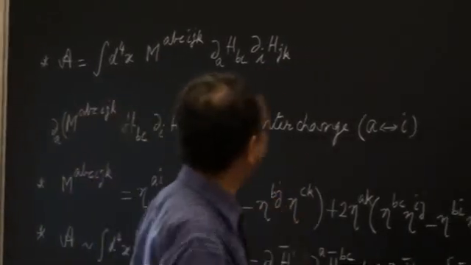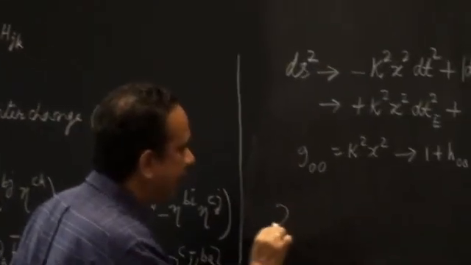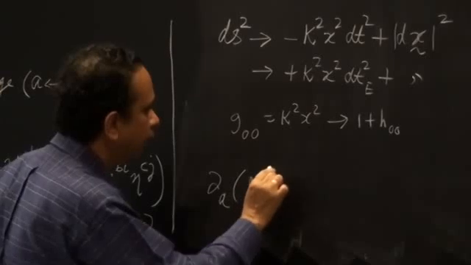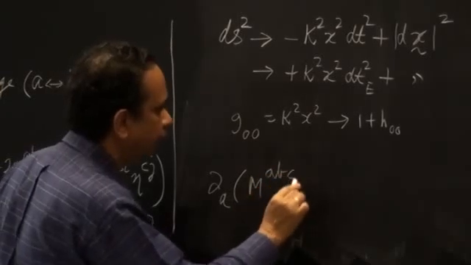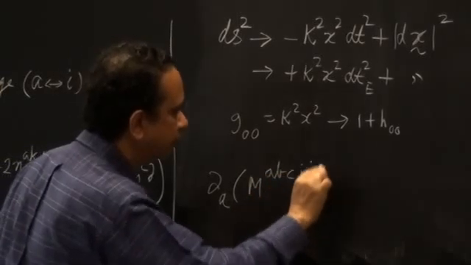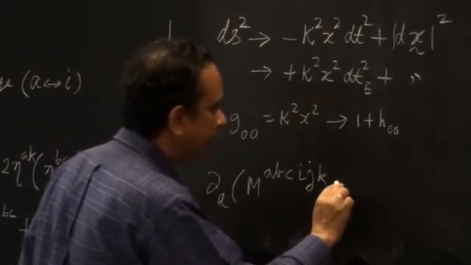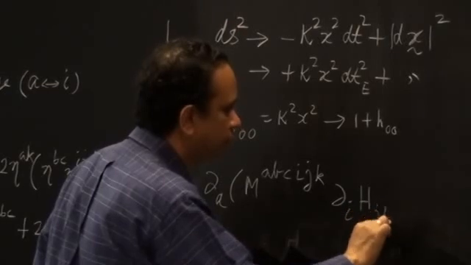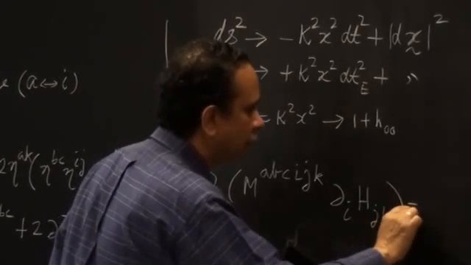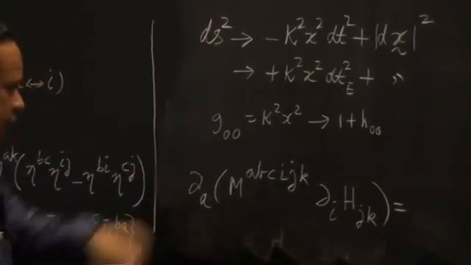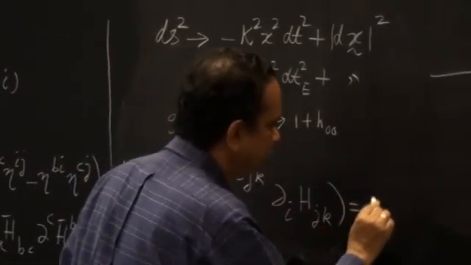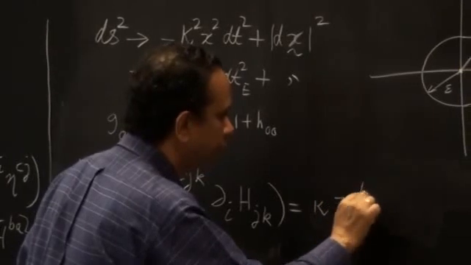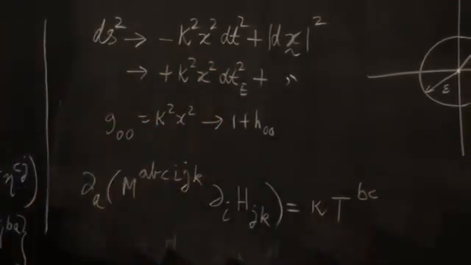So let me just write it down as, let us say, ∂_A of M^{ABC ijk} ∂_i of h_{jk} equals some, what are the free indices? A is gone, so T^{BC}. So some coupling constant times T^{BC}. This is the kind of field equations you will get.